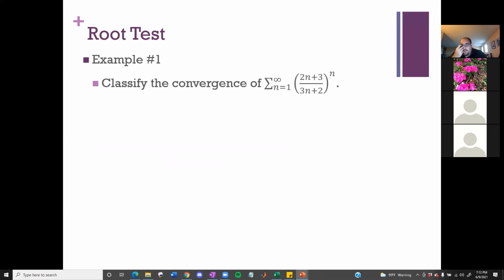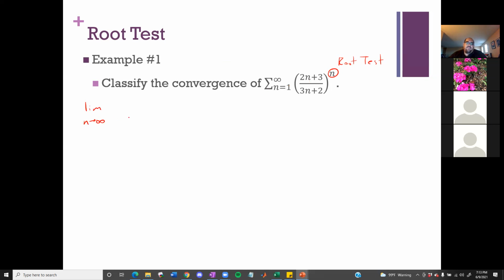So let's look at this one here. Basically I have some rational function, but that rational function is raised to the power of n. If it was just 2n plus 3 over 3n plus 2, and that was it, this would be pretty easy to analyze. But because of this power here, this is a big giveaway that I want to use the root test. And when I set this up, it'll probably become really clear why.